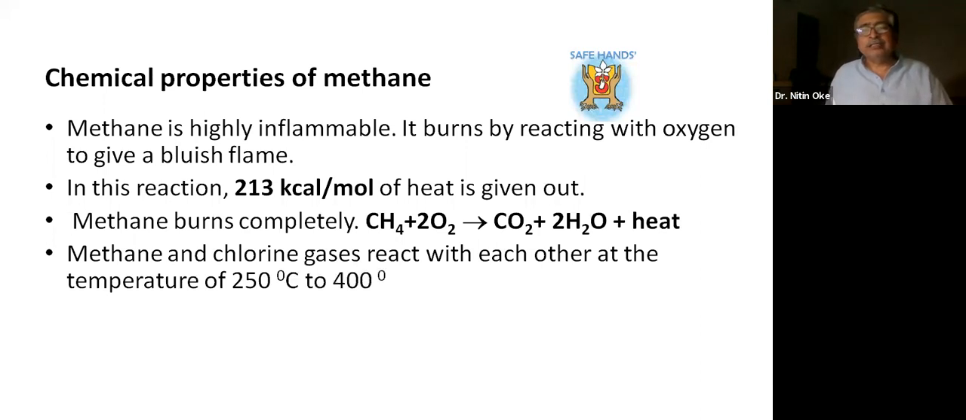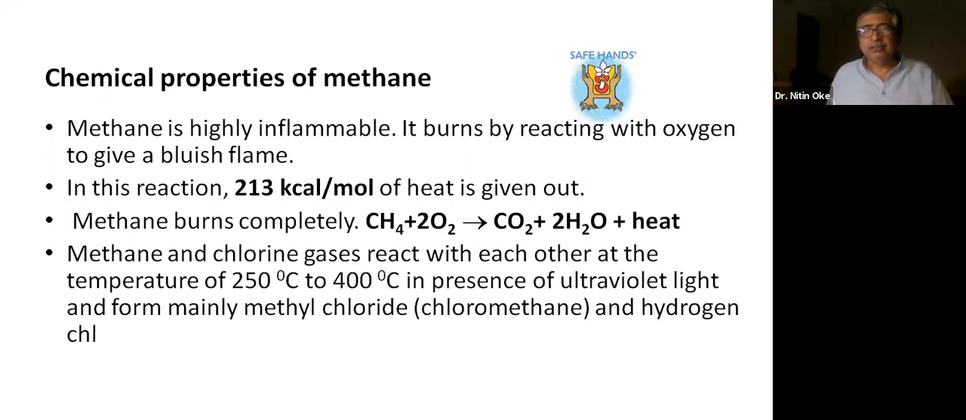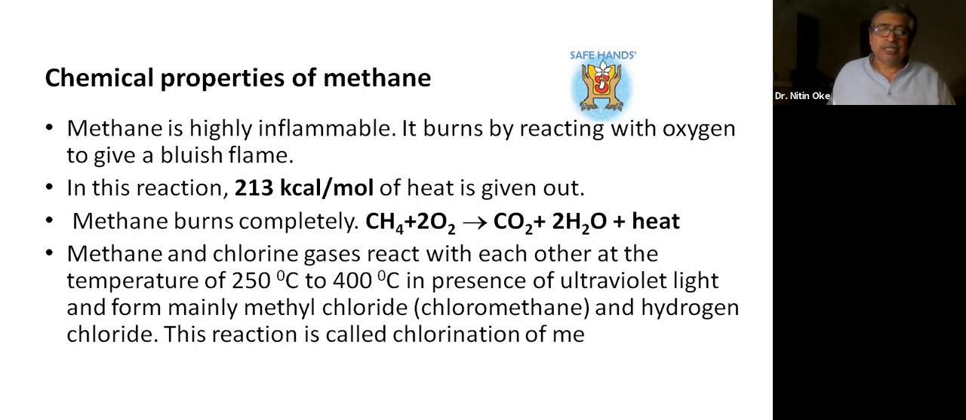Methane and chlorine react with each other at the temperature of 250 to 400, but it needs ultraviolet light. It forms mainly methyl chloride. Methyl chloride is the IUPAC name. It is also commonly called chloromethane.